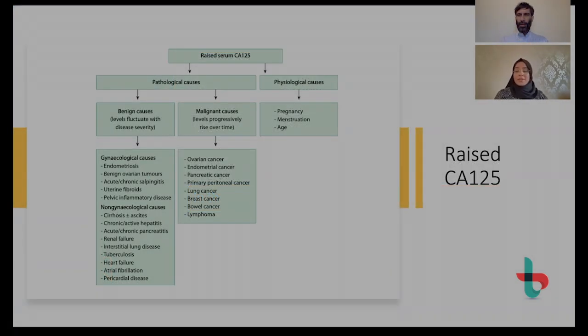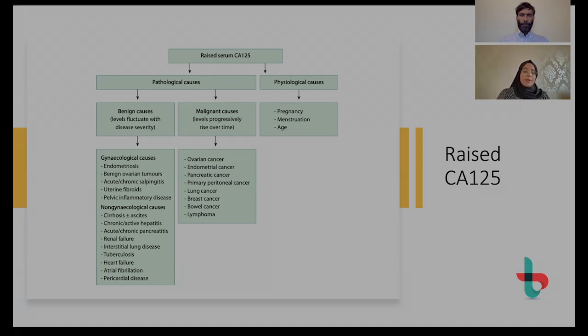Okay, so now we will talk about how CA125 is raised in different conditions. So it's raised in both physiological and in pathological cases. In physiological cases, there's different level of CA125 throughout pregnancy and in menstruation, and there's also variation in levels in different ages. In terms of pathological causes, we will divide these causes into benign and malignant causes. In this lecture, we won't be focusing so much on the malignant causes, as we will be talking about the other cases where we see raised CA125.